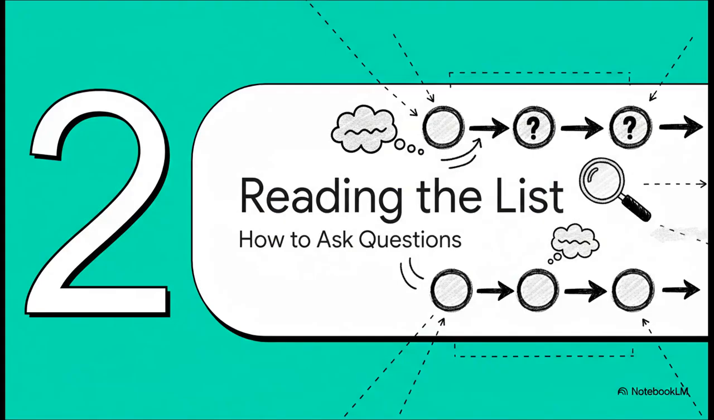All right, now that we get what a node is, we can actually start interacting with our list. And we're going to start simple. We're just going to read it. Ask it some basic questions without actually changing anything.